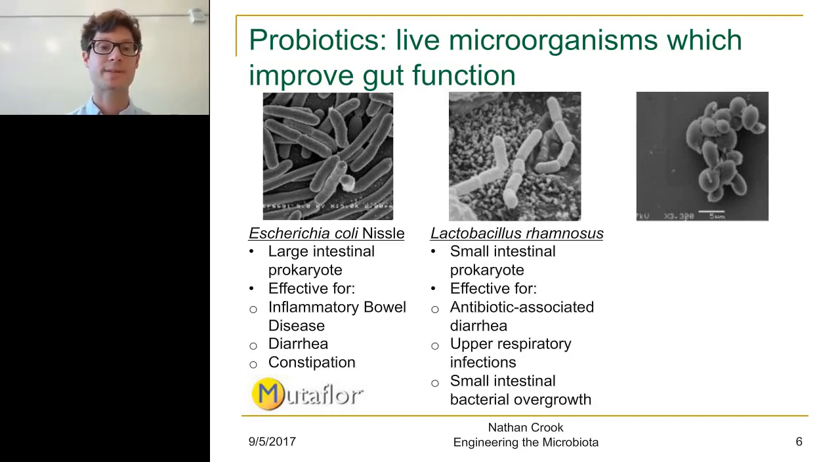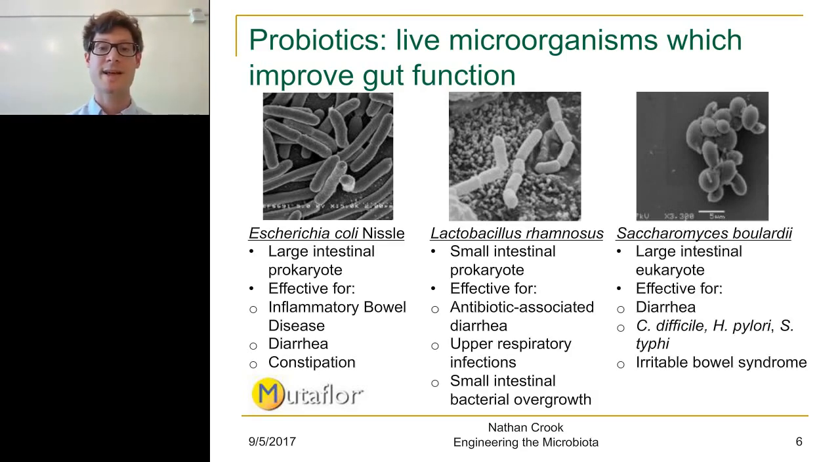There's also Lactobacillus rhamnosus. This is a bacteria that lives in the small intestine. It's also effective for a variety of conditions. And I want to draw your attention to Saccharomyces boulardii. This is a eukaryote that exists in the large intestine, and it's effective against many different types of pathogens. It actually binds to and inhibits the toxicity associated with C. diff, H. pylori, and Salmonella typhi. So not only are prokaryotes very useful probiotics, but the sort of neglected eukaryotes are also effective probiotics as well.